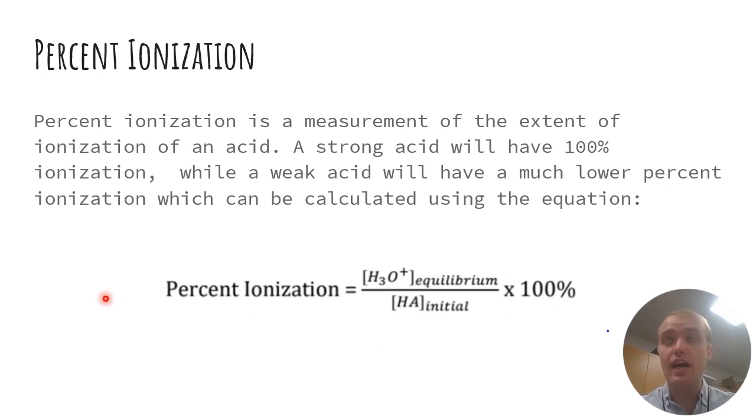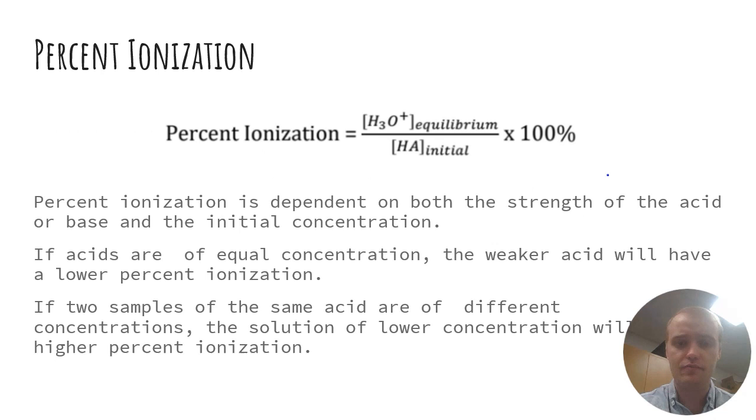The higher the percent ionization you have, the stronger the weak acid is. I know that's kind of hard to say out loud, but some weak acids are stronger, some are weaker, right? So the stronger the weak acid is, the higher percent ionization you have. And we'll do a practice problem in just a minute on how you actually calculate that. So again, this is dependent on the strength of the acid. If acids are of equal concentration, the weaker acid is going to have the lower percent ionization. If two samples of acid are of different concentration, the solution of lower concentration will have a higher percent ionization. And again, we'll do a practice problem in a second to understand exactly how that works.